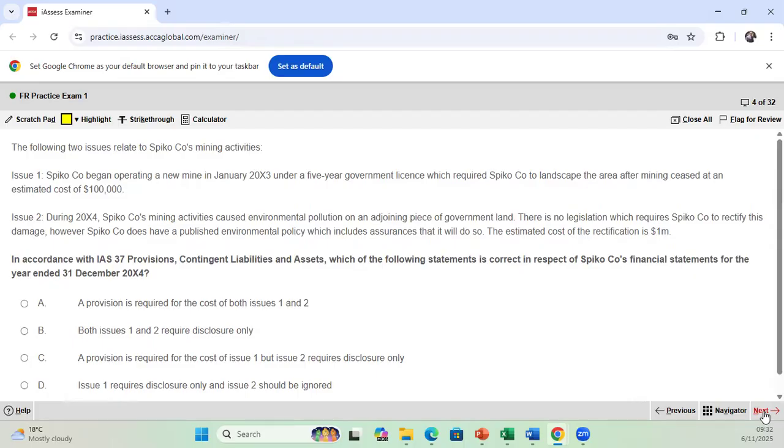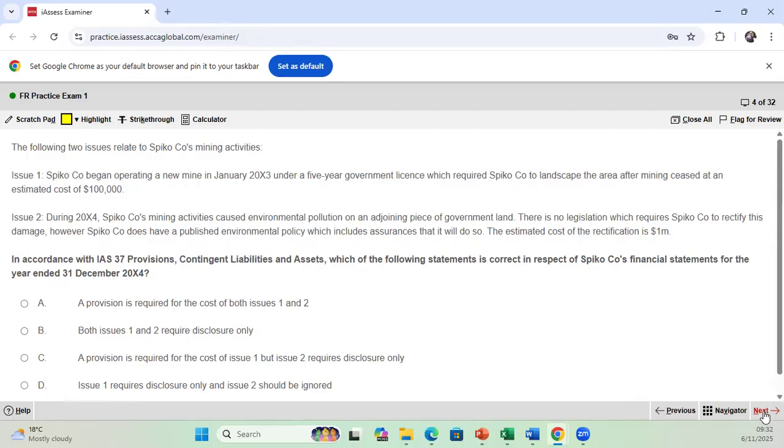And then we look at item number 2. During 20X4, mining activities caused environmental pollution on an adjoining piece of government land. There is no legislation which requires Spico to rectify this damage. However, Spico does have a published environmental policy. Take note of that. Published environmental policy, which includes assurance that it will do so. The estimated cost of the rectification is 1 million.